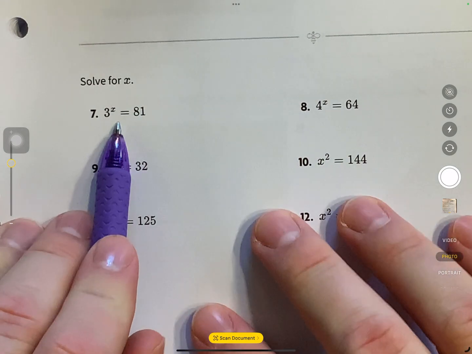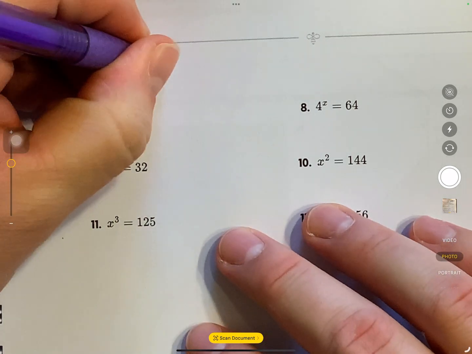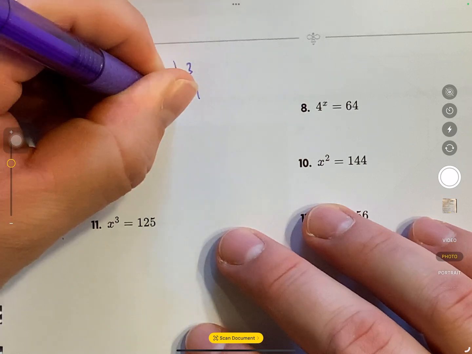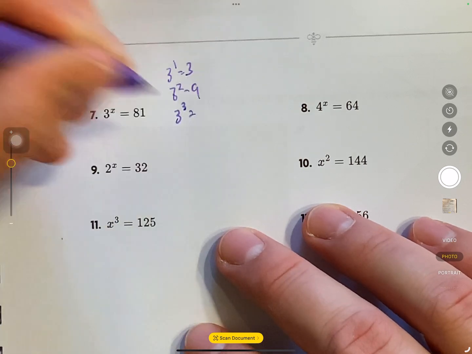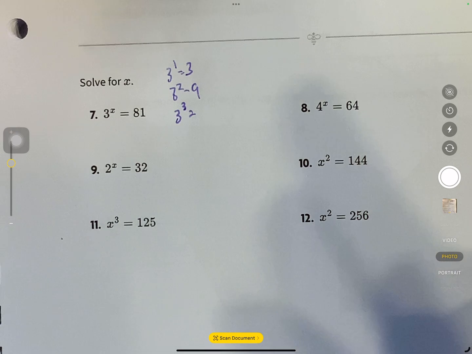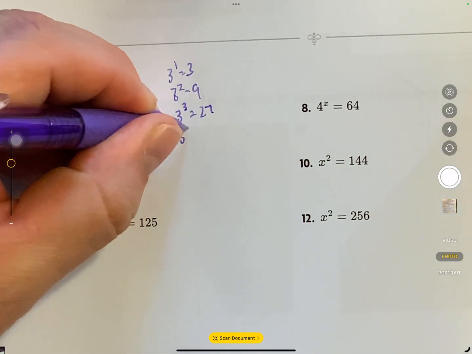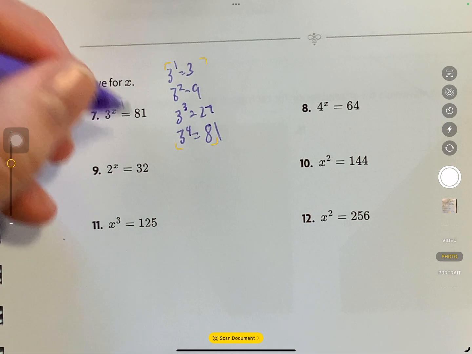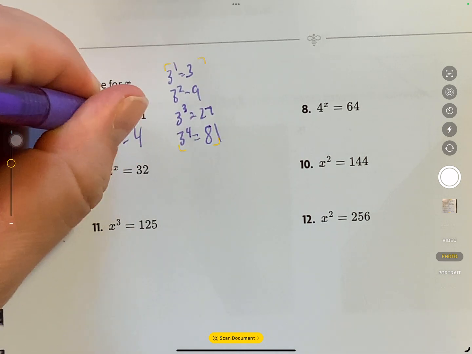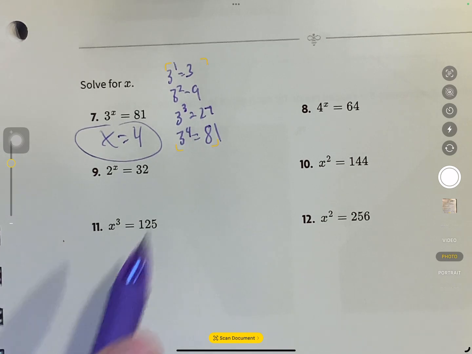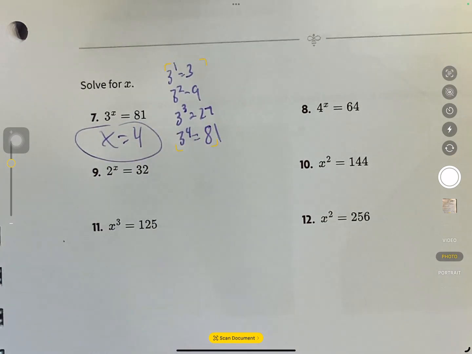3 to the power of something is 81, so we can check it out. 3 to the power of 1 is 3. 3 to the power of 2 is 9. 3 to the power of 3, and you guys can test these all out, right? You can do 3 to the power of 3 in your calculator, right? It tells you 27. 3 to the power of 4 is 81, therefore x is 4. Does that make sense? So test them out. When you find it, that's the answer.